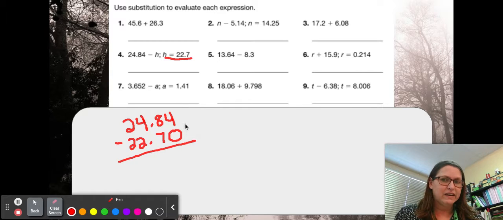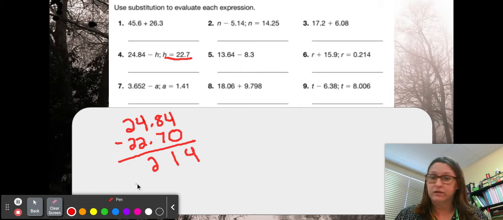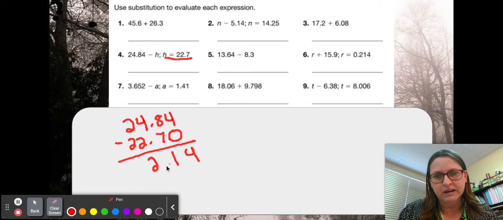Step 3, I solve it as a normal problem. So 4 minus 0 is 4. 8 minus 7 is 1. 4 minus 2 is 2. 2 minus 2 is 0. Okay, I'm done with step 3. And step 4, I bring my decimal down into my answer. So it would be 2.14.